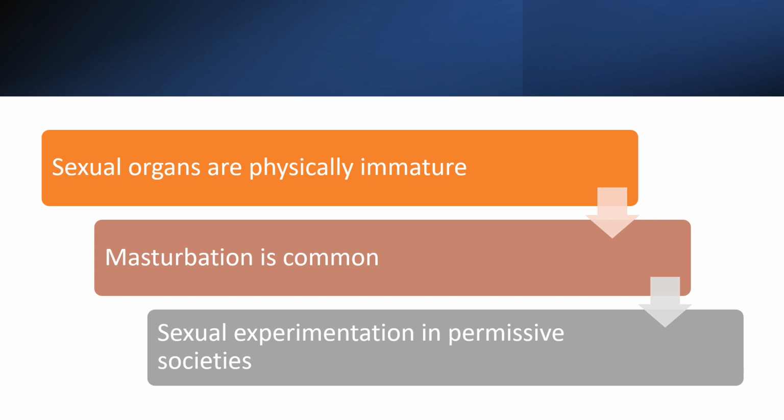Sexual experimentation in permissive societies is also evident. Like what I mentioned, they are now starting to watch porn, and it's actually normal at this age. If you've started to watch porn at this age, it's actually normal, because of the normal psychological development of a child. But if it's too much, of course, it's already abnormal.